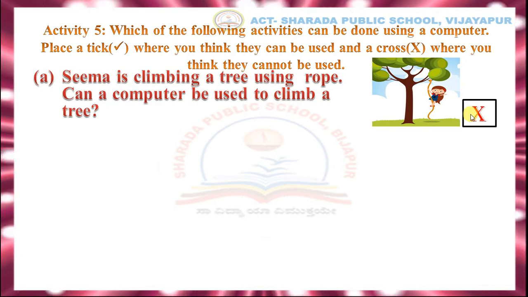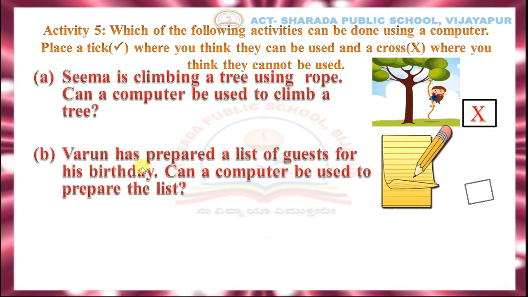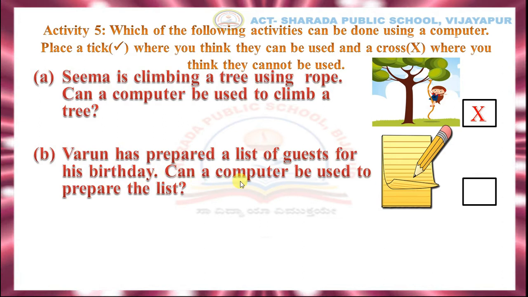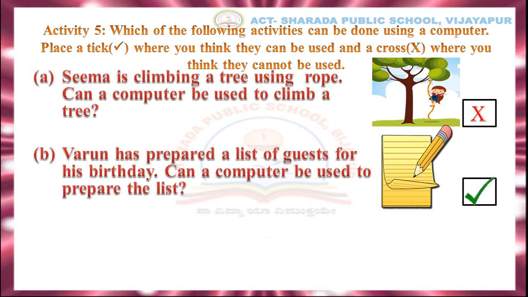Second one, that is B. Varun has prepared a list of guests for his birthday. Can a computer be used to prepare the list? Yes, it's correct. Then put a tick mark in the box given. Similarly, identify the activities and mark them in the box given. I will read all the sentences for your reference.